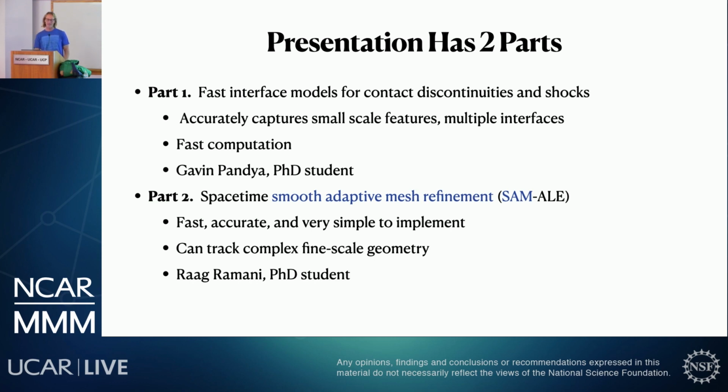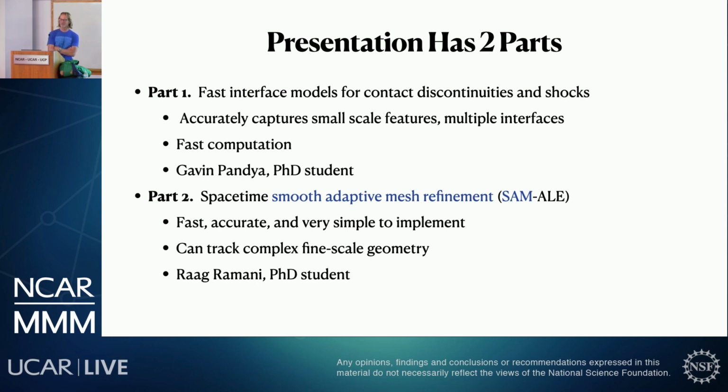Okay. These fast interface methods are model equations for the Euler equations, and they're designed to simulate the flow of contact discontinuities, vortex sheets, shock waves, what have you, in a way that reduces the dimension and makes the computation extremely fast, orders of magnitude faster than a traditional solution strategy. This part is joint work with a PhD student named Gavin Pandya, who I'm told is very interested in coming to Boulder at some stage.